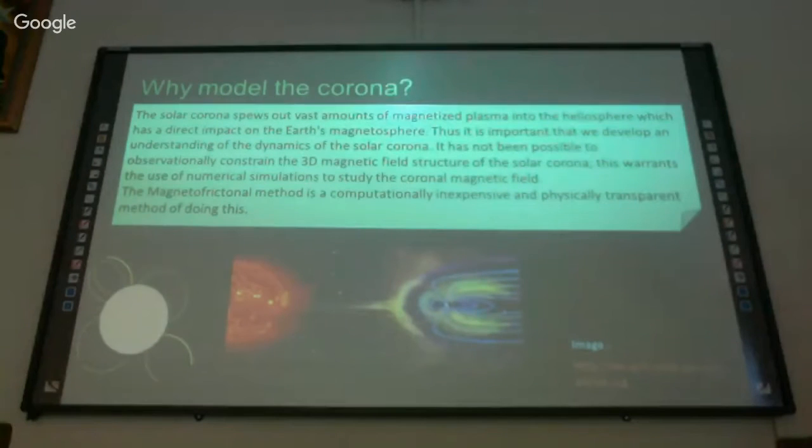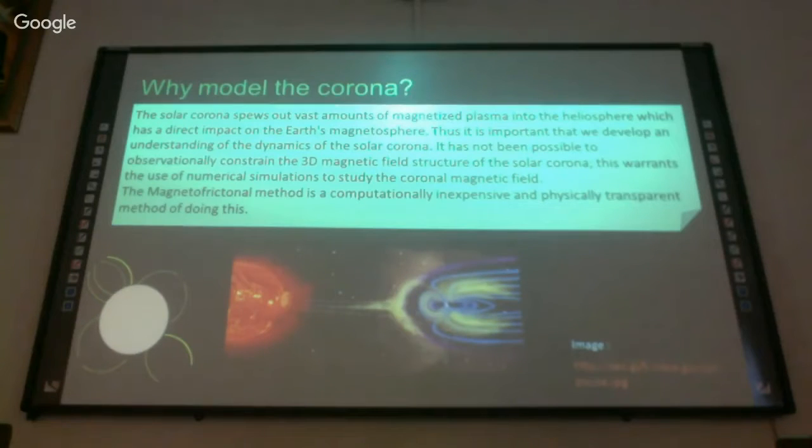So why do we need to model the corona? Some of you might know that the solar corona spews out vast amounts of magnetized plasma towards the Earth, and this in turn affects the magnetosphere of the Earth, and that in turn can affect the electrical substations and satellite systems that we have. So it is important that we develop an understanding of the dynamics of the solar corona so that we can predict the solar storms that are coming towards Earth. Now we do not have 3D observations of the corona. We do not have the 3D magnetic field observations of the corona, which is why we are trying to use simulations to study the coronal magnetic field.